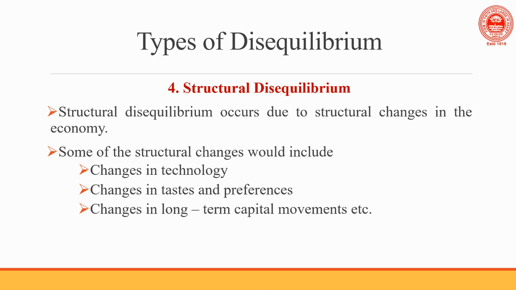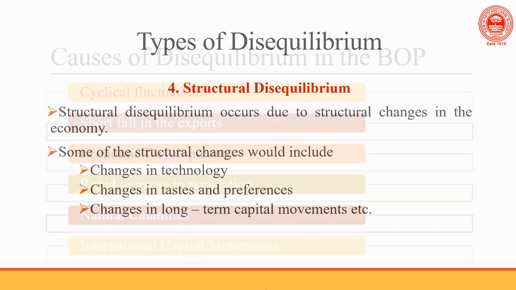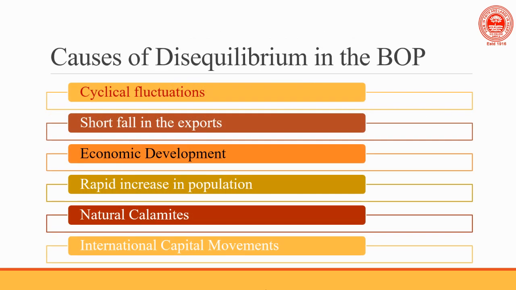Now, we have been talking about the situation of disequilibrium, where either there might be a surplus or a deficit. But what are the basic causes of this disequilibrium? So, the first cause of disequilibrium could be any kind of cyclical fluctuations. For example, the trade cycles may be different in different countries, and it might lead to a situation of cyclical disequilibrium.